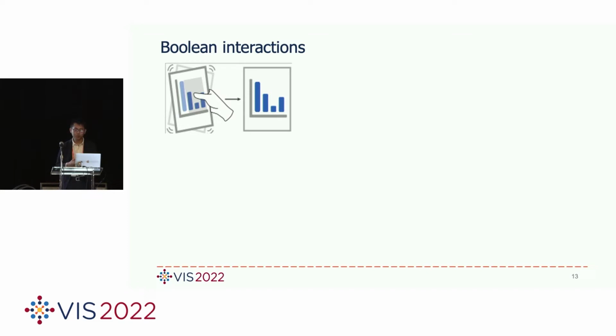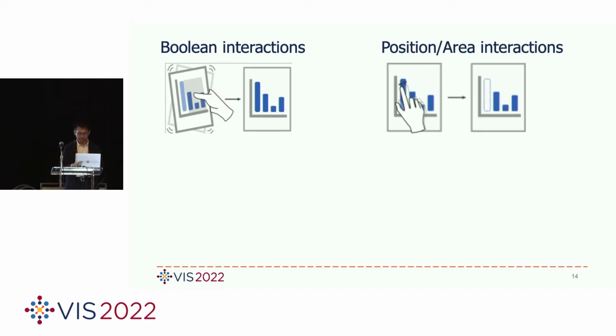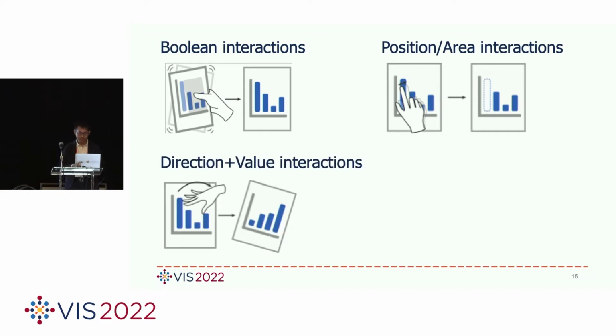First of all, Boolean interactions act as triggers to trigger some predefined commands, such as shaking the paper, and then we will reset the visualization. The second is the positional and area interactions. They act on specific marks to activate some commands, such as filtering. So by rubbing on some marks, it will filter that specific mark out.